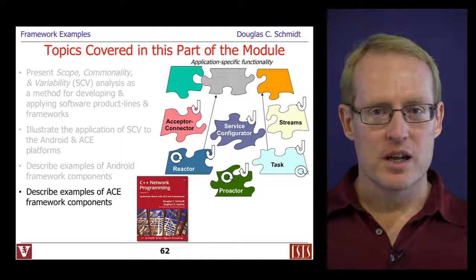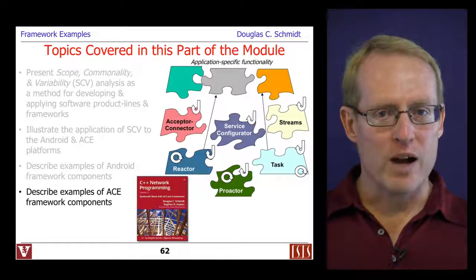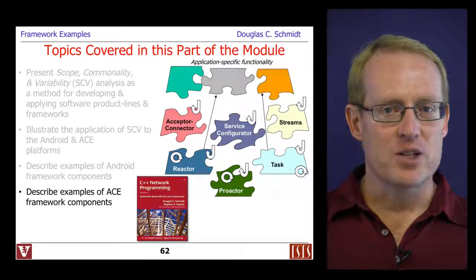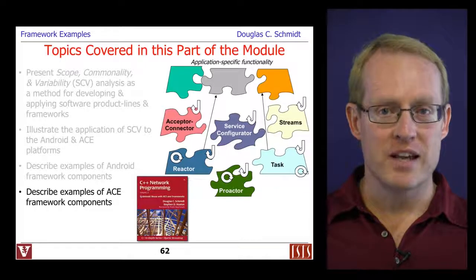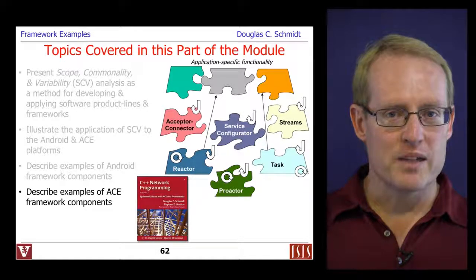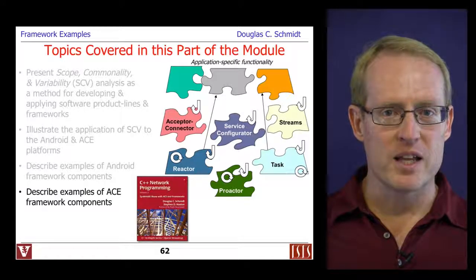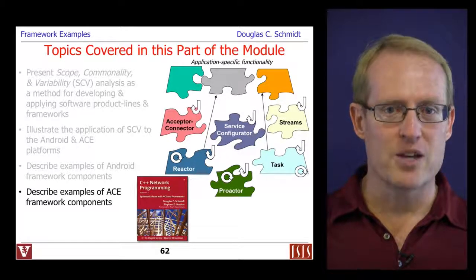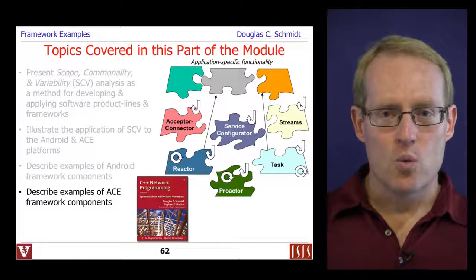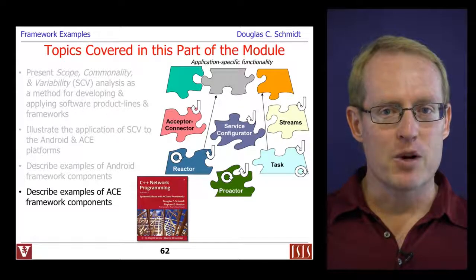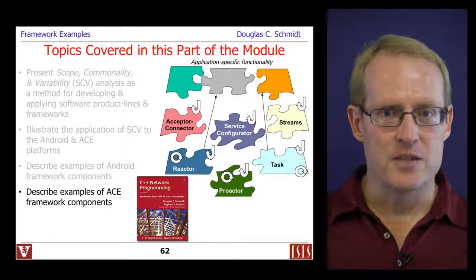In earlier parts of this module, we've described scope, commonality, and variability analysis and illustrated how you can apply it to ACE and Android. We've also spent some time covering some of the framework components that you find most commonly used in Android applications. Now, we're going to spend some time in this part of the module talking about some of the frameworks you find in ACE.